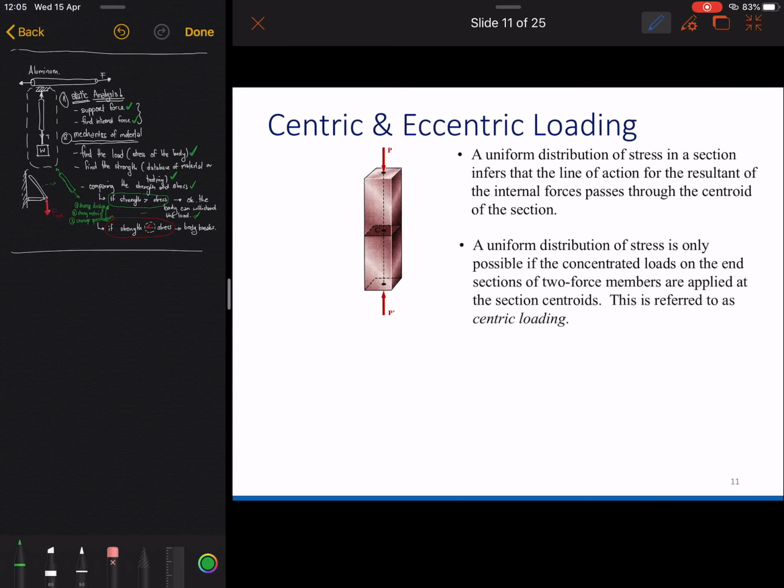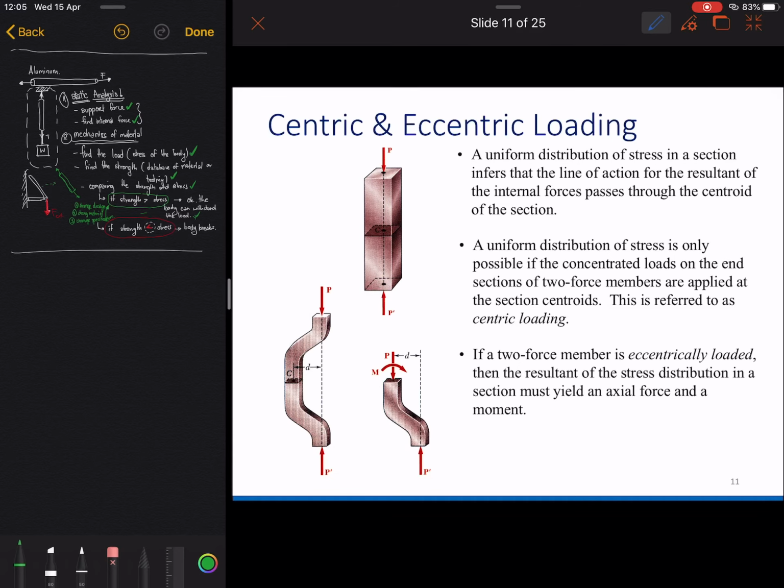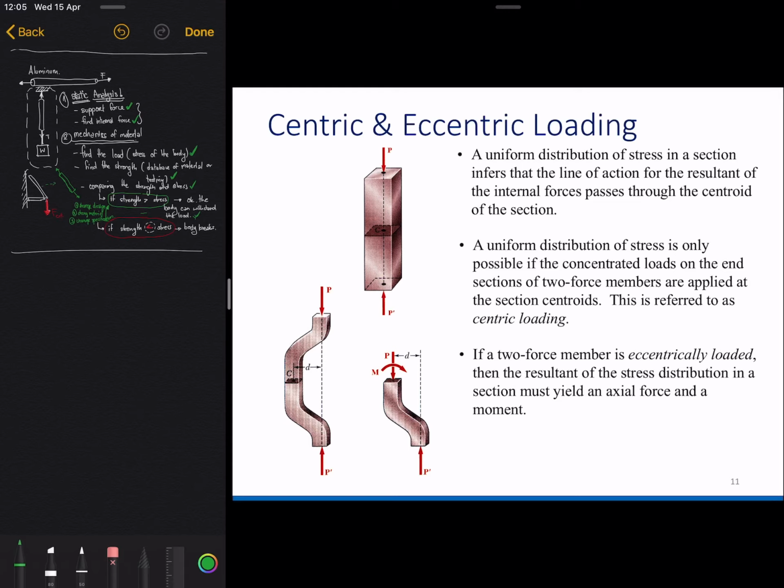Okay, and centric and eccentric loadings. If we have a centric loading, it means we have no moment at all, so we have this red bar. But actually, if for example we have this kind of curved bar, then we also introduce this moment to this area, which means we will have not only the tension stress, we also have the bending load here. Okay, we also have the bending stress.